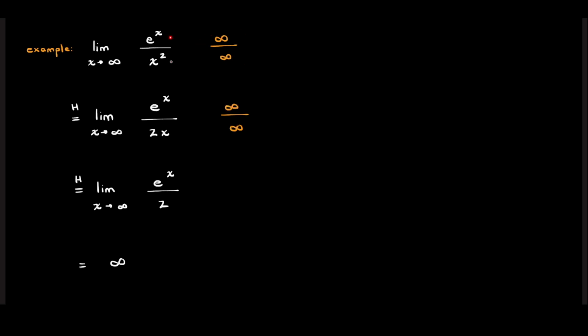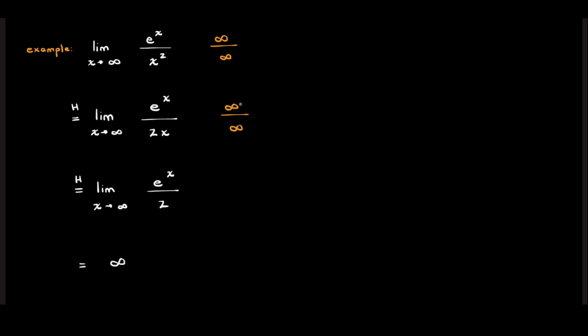Also, both the numerator and denominator are differentiable. So L'Hopital's rule applies. We can just differentiate both the top and bottom. The derivative of e to the x is just e to the x. The derivative of x squared is 2x. Now you should try plugging in again. In this case, as you approach infinity, e to the x will approach infinity, and this line down here, 2x, is also going to approach infinity. So we still are in indeterminate form.